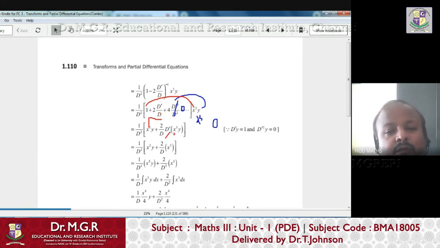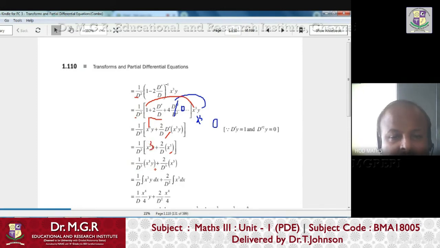So first you have to apply the numerator, then the denominator. When you apply the numerator first, it is D dash of x cube y. That means differentiate x cube y with respect to y one time. Then you will get x cube. Now you take the denominator term inside, because this D square is already there. In the beginning we took this D square outside. That term you can take inside. So 1 by D square of x cube y, it is not x square, it is x cube y.